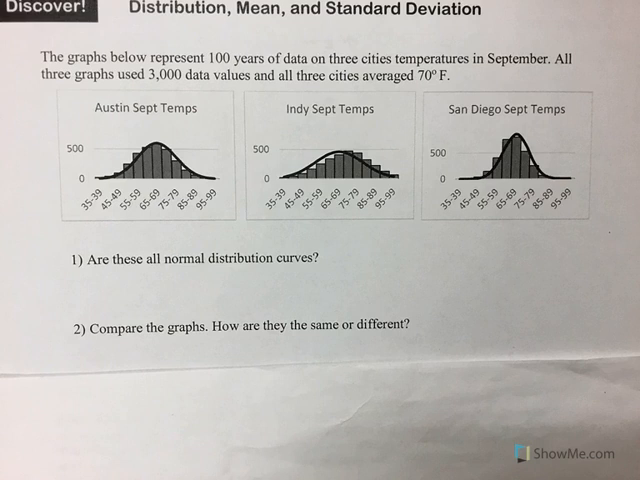The graphs below represent 100 years of data on 3 cities' temperatures, all in September. All 3 graphs use 3,000 data values, and all 3 cities averaged 70 degrees Fahrenheit. So you can see they all 3 have, are they normal distribution curves? Yes, they are, because they all have that normal distribution curve going on there. And because of that, they told us the mean is 70.